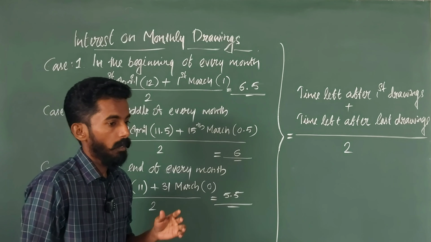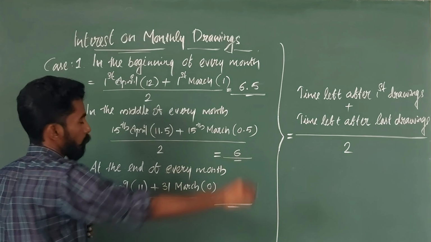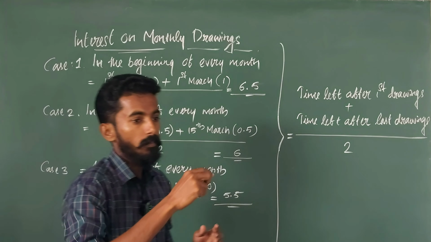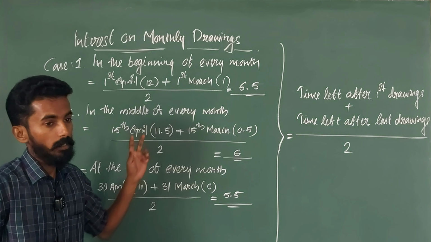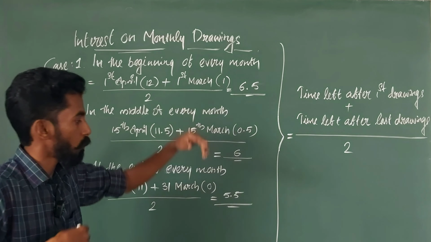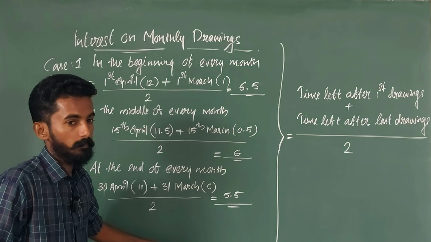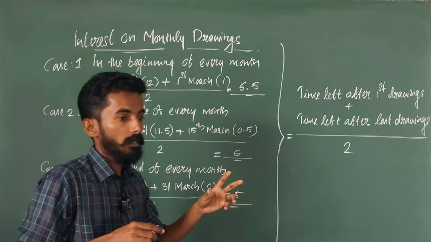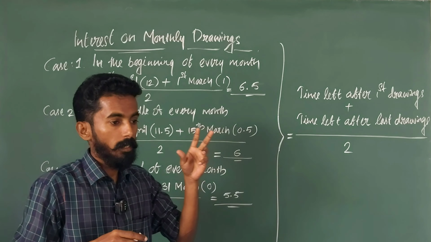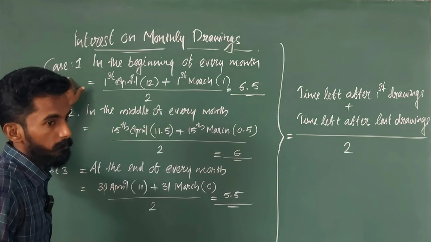See, how can we calculate interest on monthly drawings? When the drawings are made at a regular interval, then the interest on drawings will be calculated according to the following formulas. In your textbook you can see that in the beginning of every month is case number 1.